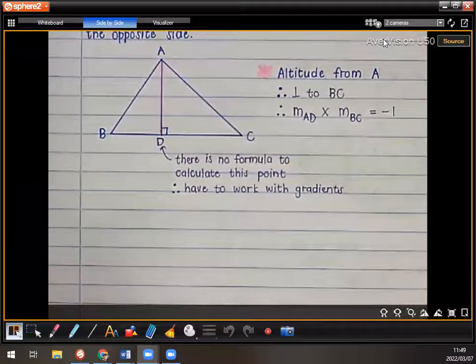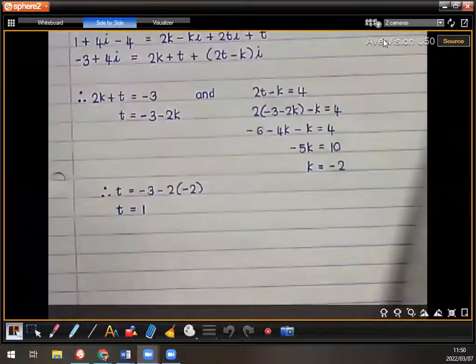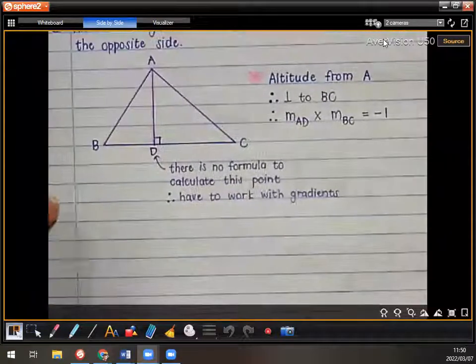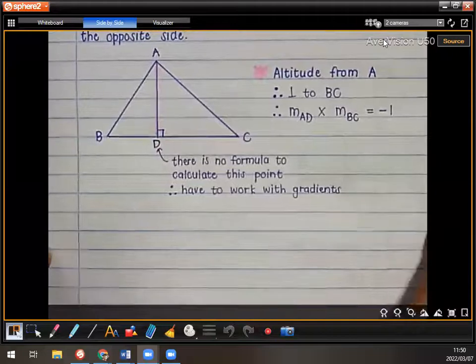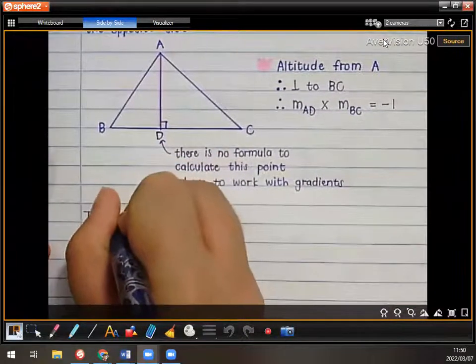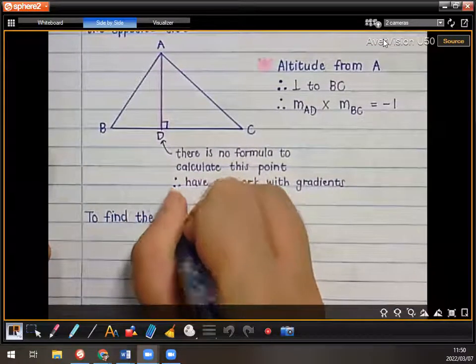Right, I just want to write this down as we did for the first one, and then lay that off to find the equation. So let's write how to find the equation of the altitude, and then we're going to write on the set and practice it.